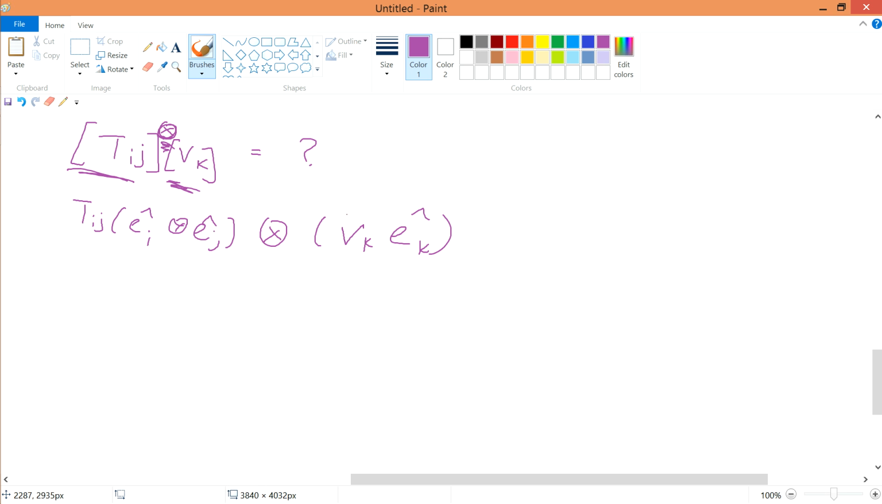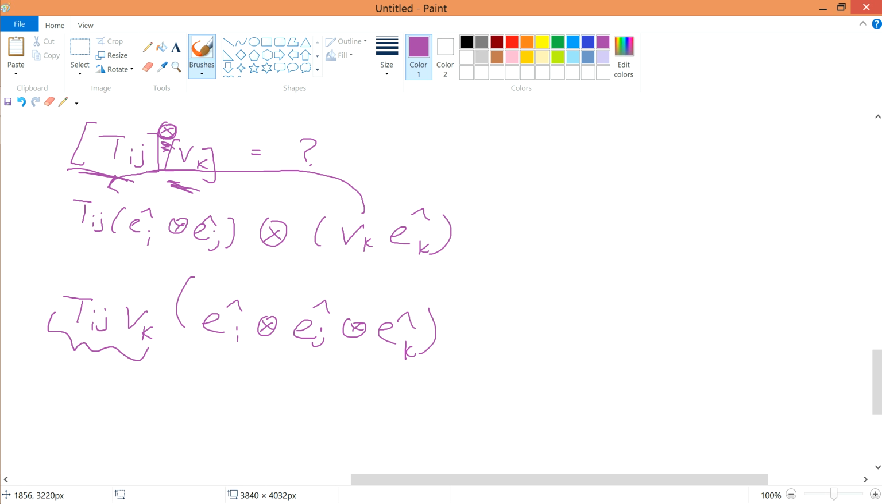Alright, now I can just sum the constants back with them. So I have Tij Vk, then I will just simply write the dyadic product in terms of their basis vector. So these are the components, these are the basis vector or the dyadic. The basis vector controls the dyadic things.